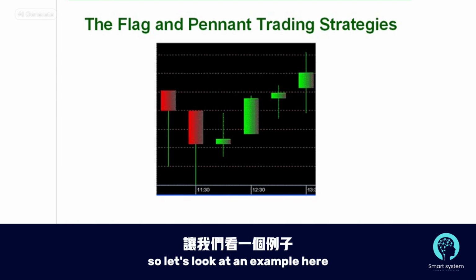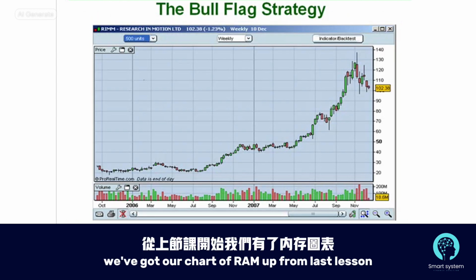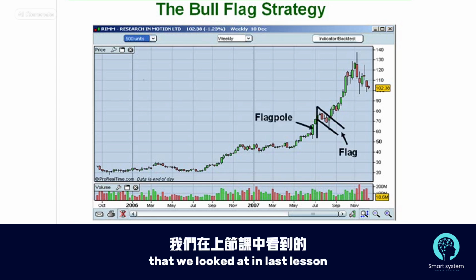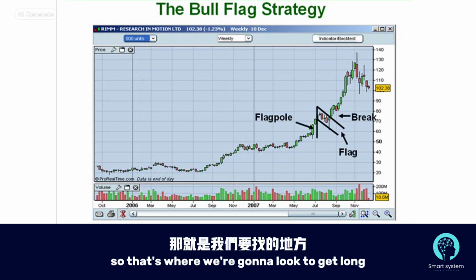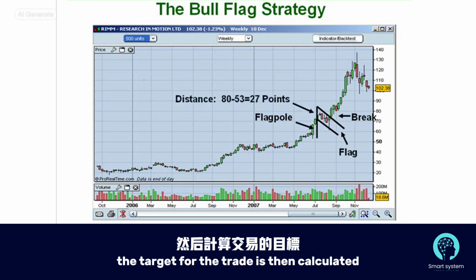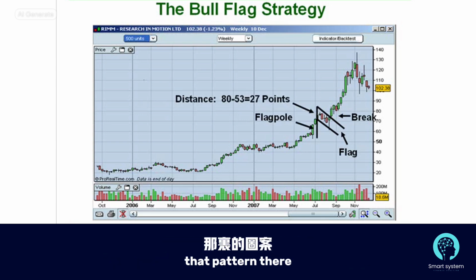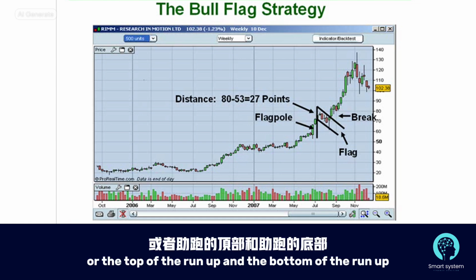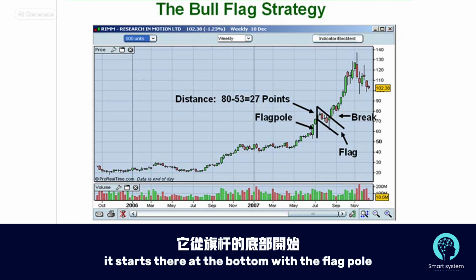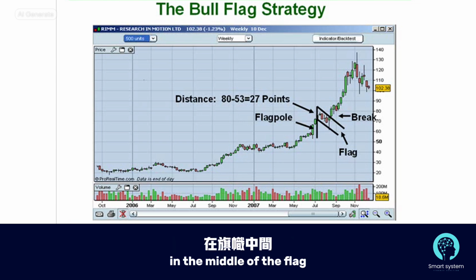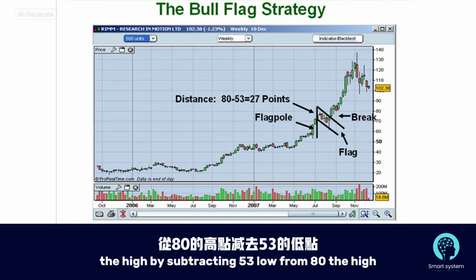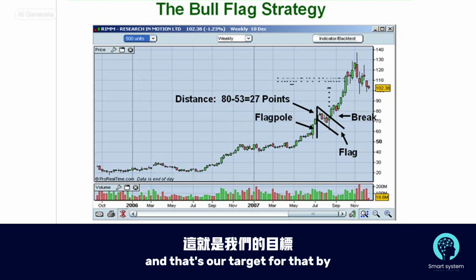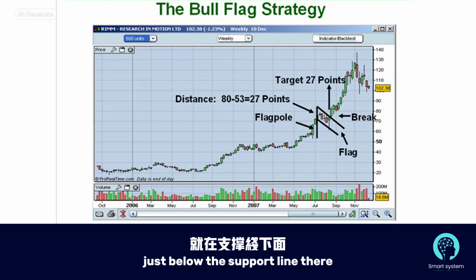So let's look at an example here. We've got our chart of RAM up from last lesson, and we have our bull flag there that we looked at in last lesson. And we see the break here of the upper resistance line. So that's where we're going to look to get long. The target for the trade is then calculated by measuring the distance between the top of the run-up and the bottom of the run-up. It starts there at the bottom with the flagpole, and then you can see the top candle there in the middle of the flag. So we get 27 points there by subtracting the 53 low from the 80 high. And that's our target for that buy. And then we place our stop just below the support line there.